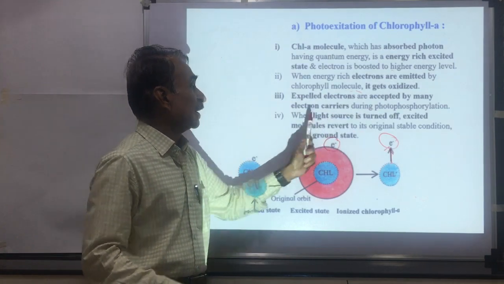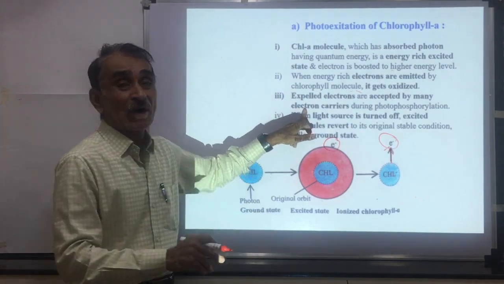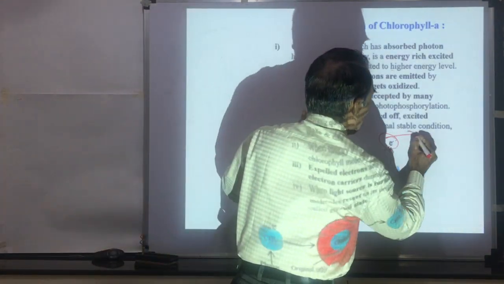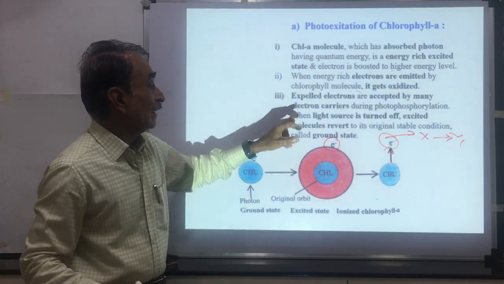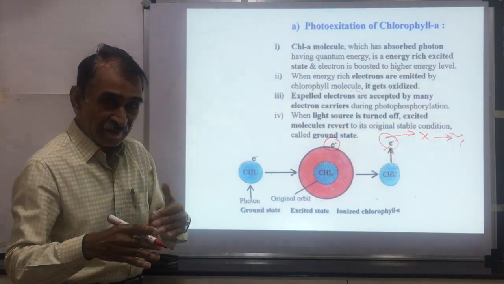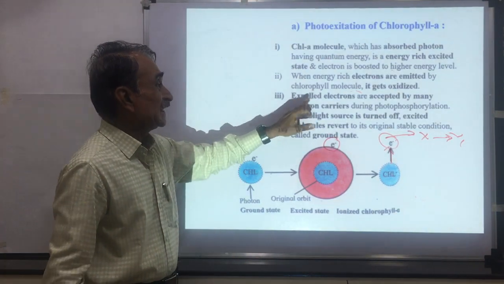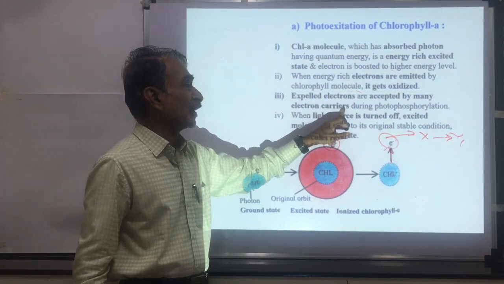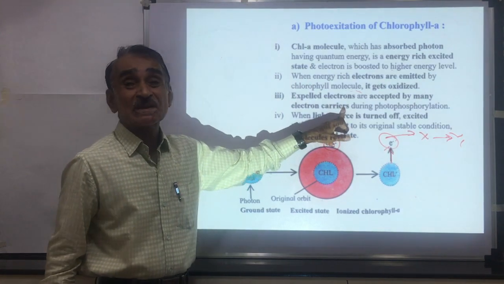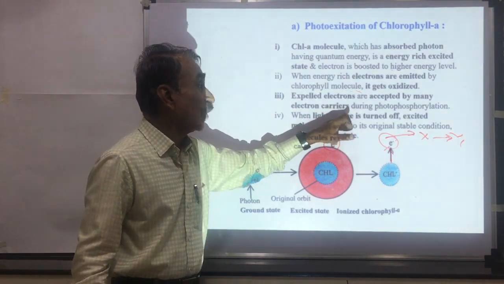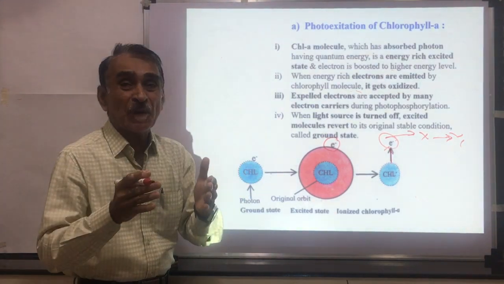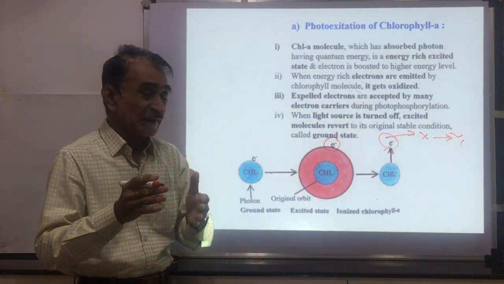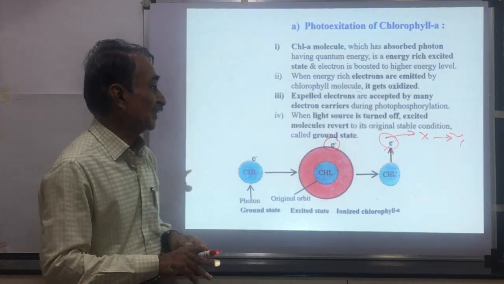Expelled electrons are accepted by many electron carriers. Here there are different carriers, X, Y, etcetera. That we are going to see in detail afterwards. Expelled electrons are accepted by many electron carriers during phosphorylation. Photophosphorylation means there is formation of ATP in the presence of light. This is called photophosphorylation.